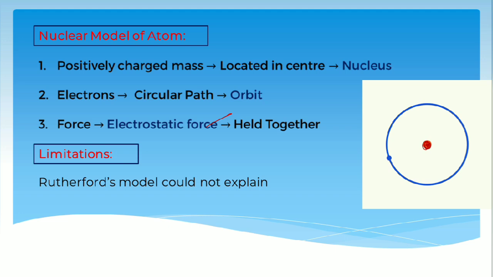So what are the limitations? Rutherford's model could not explain the stability of an electron in an orbit. Okay, before going to limitations, we'll discuss some merits. What are the merits? He explained alpha particle scattering.